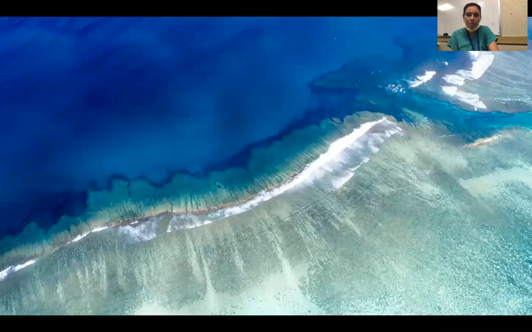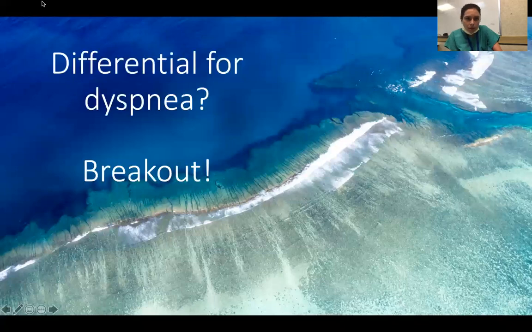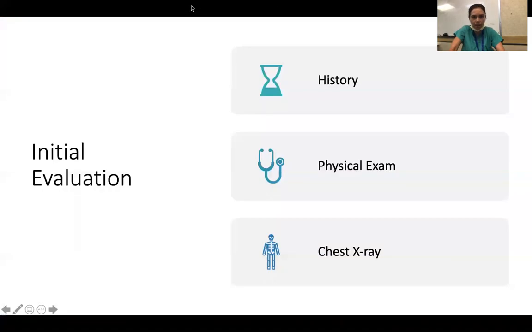Through the course of this talk, I'm going to pull up this background screen and it's your cue to participate. I will break folks up into breakout rooms at variable times or just ask you to unmute yourself or participate in the chat when this comes up. For right now, I'm going to ask you to go into a breakout room and talk about the differential for dyspnea.